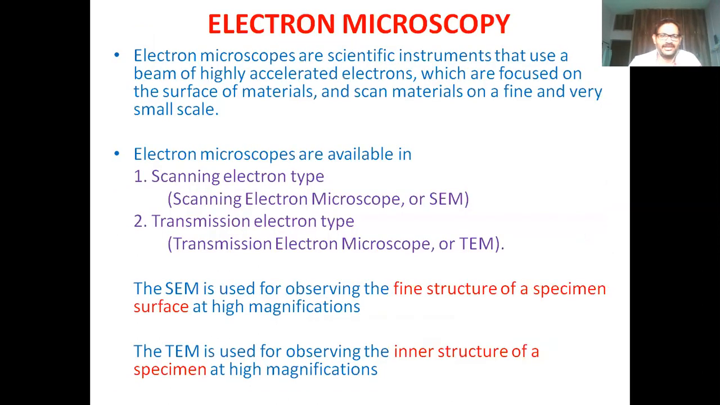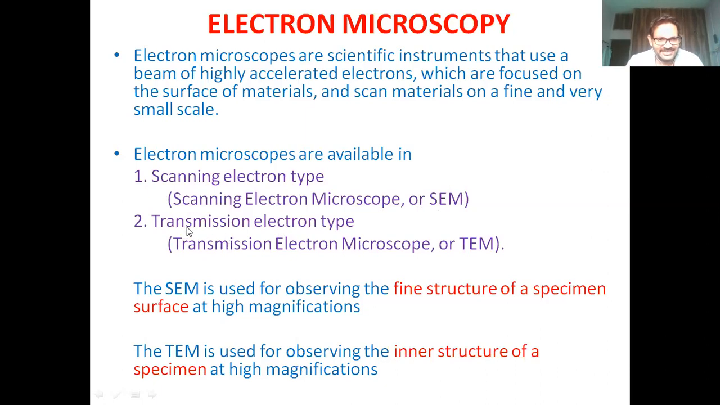So what is an electron microscope? Electron microscopes are scientific instruments that use a beam of highly accelerated electrons which are focused on the surface of the materials and scan materials on a fine and very small scale. These electron microscopes are available in two types. One is the scanning electron type, which we call a scanning electron microscope, popularly called SEM.